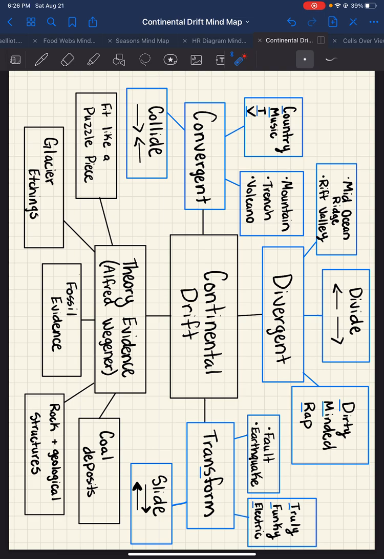The last piece of evidence is coal deposits. So coal is created from dead plants and animals that are under the earth, and we know that these animals and plants had to have been deceased for a very long time before they turn into coal.